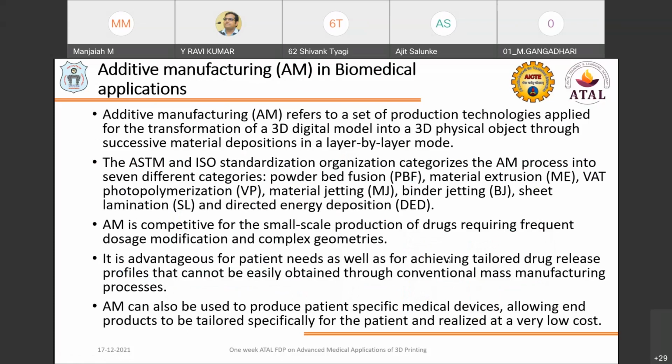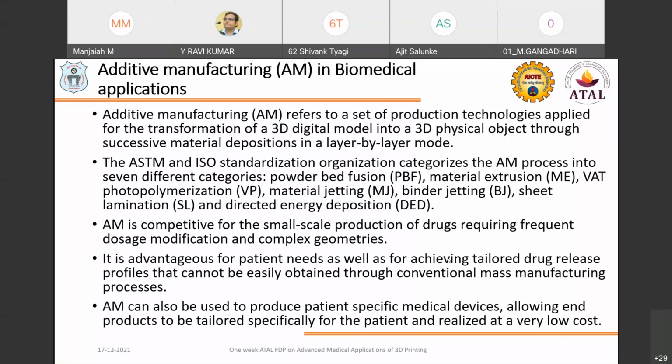With so many challenges, where we are talking about customization or patient-specific needs, these things need to be addressed by the additive manufacturing process. As we are all aware, additive manufacturing refers to a set of production technologies applied for the transformation of a 3D digital data model into a 3D physical object through successive layer by layer deposition. As per ASTM or ISO standards, we categorize the process into 7 categories: photopolymerization, material jetting, material extrusion, binder jetting, sheet lamination, and direct energy deposition, and so on. Among the 7 categories, powder bed fusion as well as direct energy deposition are the leading metallic additive manufacturing processes.